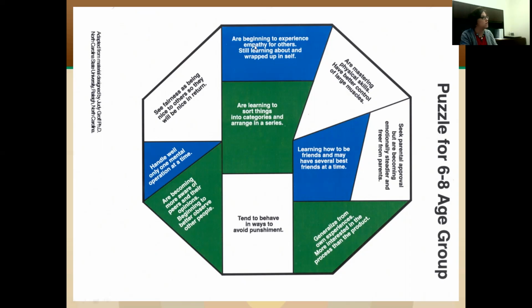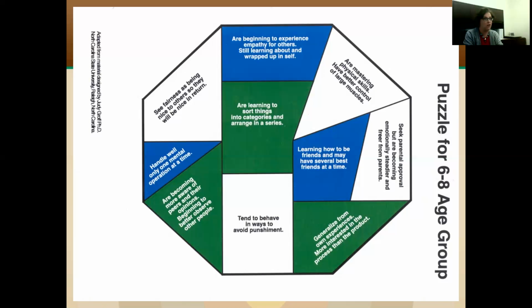But you can see some of the things. They're beginning to experience empathy for others. This is the 6 to 8-year-old group, or 5 to 7. It really doesn't matter, it can be either or. They're still learning about themselves, and they're still really wrapped up in themselves. It's really about me, me, me. They're mastering those physical skills. This is when they're starting to gain better control of their large muscles. They're seeking parental approval, but they're also becoming more and more emotionally steady, and they don't need their parents as often. They're learning how to sort things.